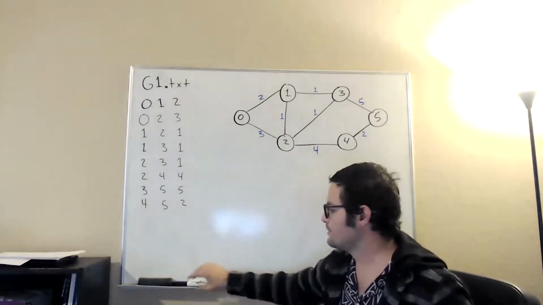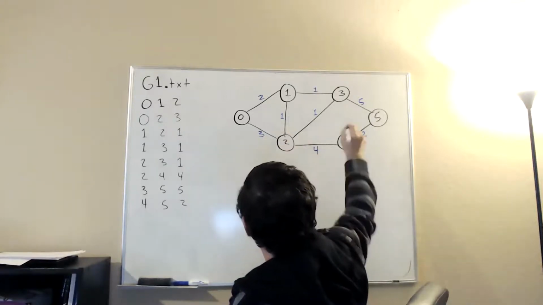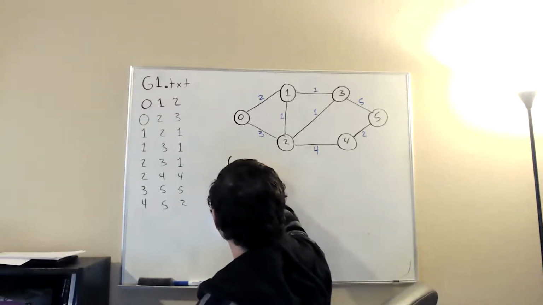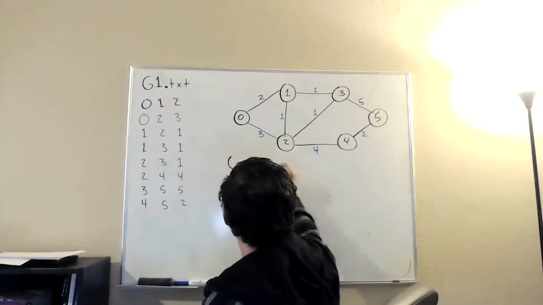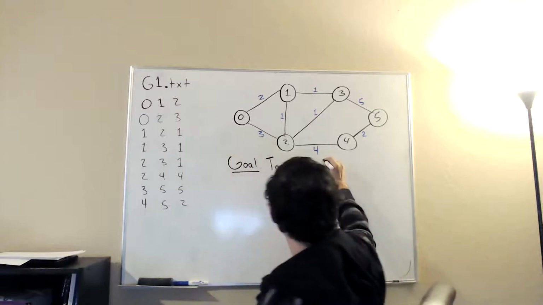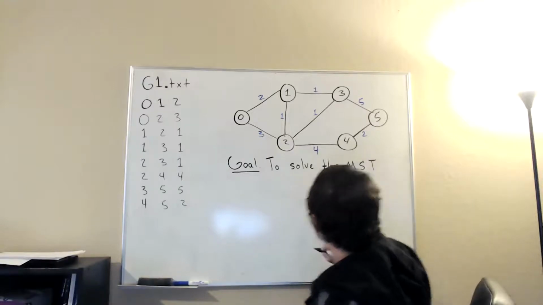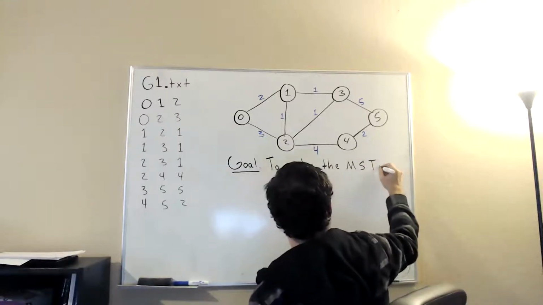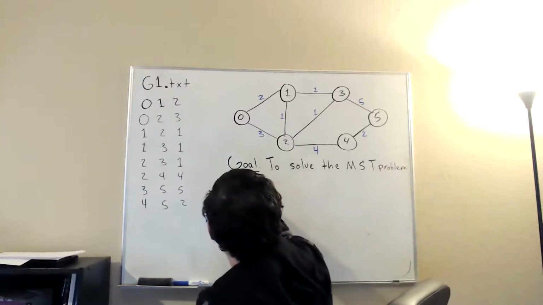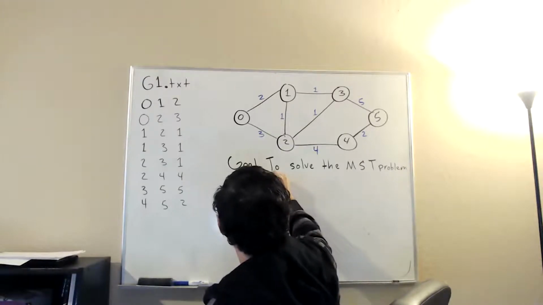So our goal is to solve the minimum spanning tree problem on this graph, or on a general graph, right? So the goal of the project is to solve the MST problem using Prim's algorithm.